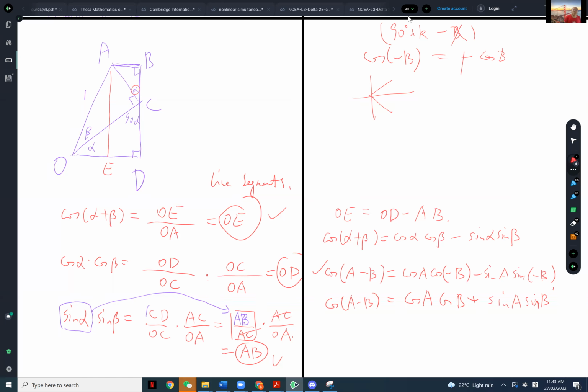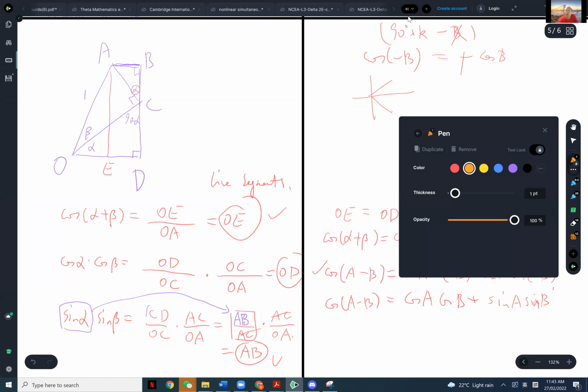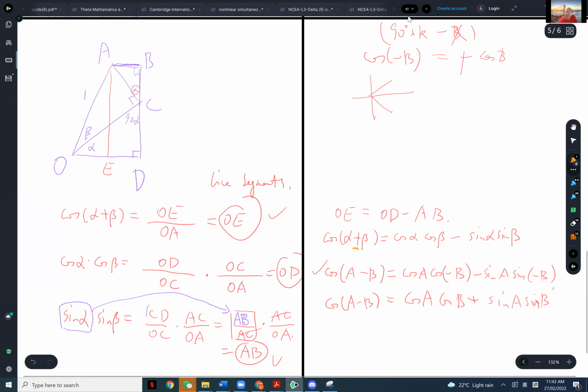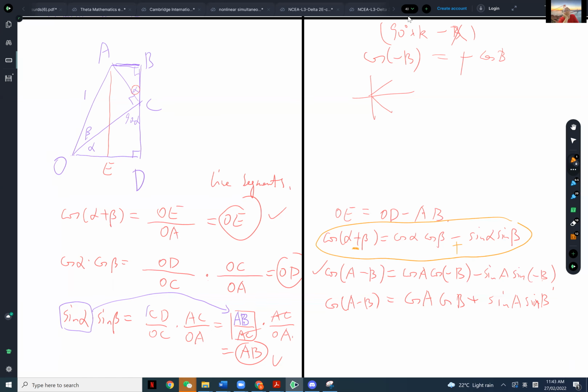Okay, everybody needs to try to prove the formula. It's kind of practice identity. Or you can just say we replace beta by negative beta. So now we have two formulas here. Compound angle formula. Cos(alpha plus beta), cos(alpha minus beta).